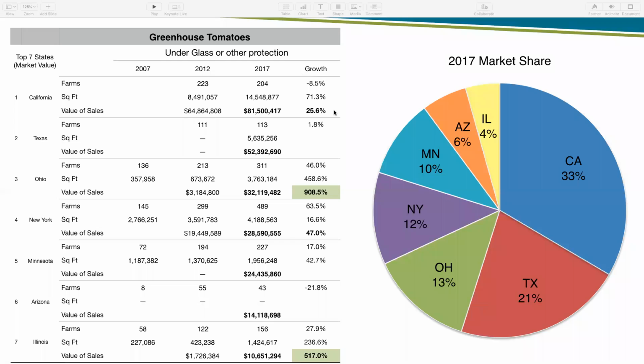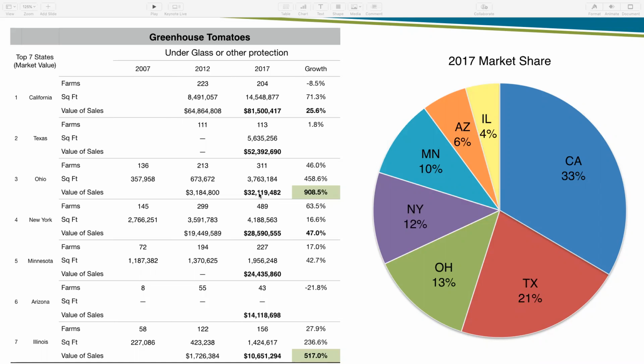Same analysis now for greenhouse tomatoes. So looking just at tomatoes, California is not as dominant as in the total greenhouse production. They have 33% of the tomato production, followed by Texas again, Ohio, New York, Minnesota, Arizona, and Illinois. Within the tomato industry, the big spike again comes from Ohio. So Ohio had a 900% increase in the value of sales compared to 2012. They went from 3 million to 32 million, so it's a very impressive number.